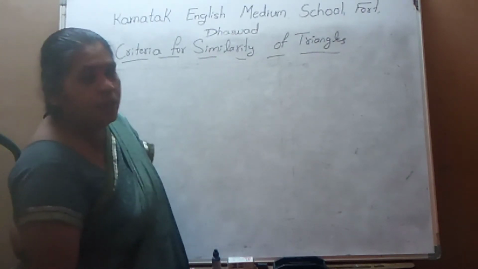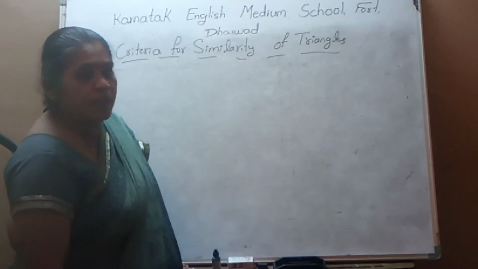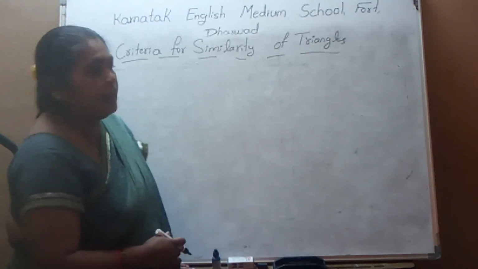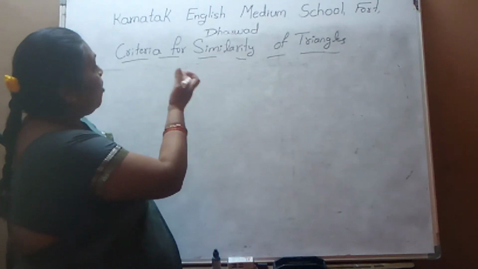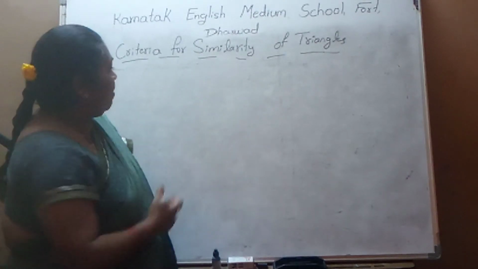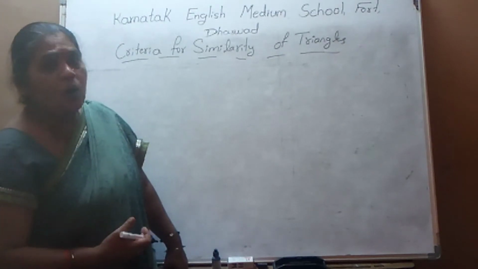Both are very important. So, you perfect those theorems now. Today, I'll teach you a different theorem: criteria for similarity of triangles. What is the meaning of that?